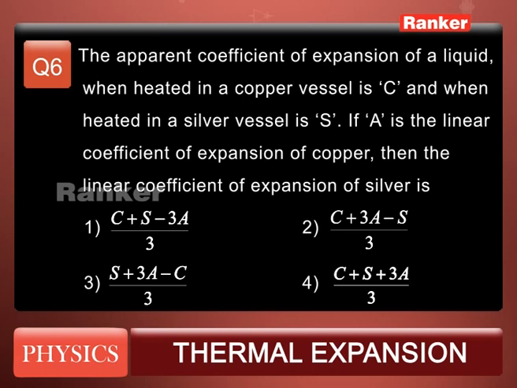Question number 6. The apparent coefficient of expansion of a liquid when heated in a copper vessel is C, and when heated in a silver vessel is S. If A is the linear coefficient of expansion of copper, then the linear coefficient of expansion of silver is: the first option is (C + S - 3A)/3.